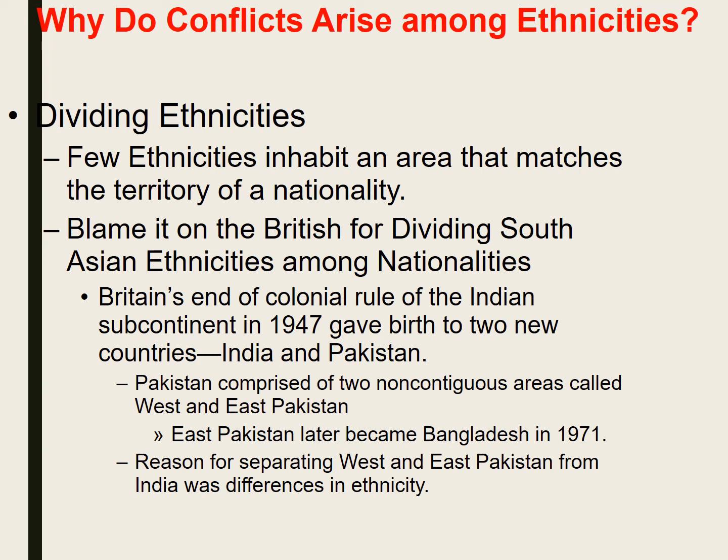Pakistan was comprised of two non-contiguous, meaning not touching, areas called West and East Pakistan. As you can imagine, it's pretty hard for two areas separated by India to actually function as one country. And East Pakistan would split off and later become Bangladesh in 1971. But the reason they separated West and East Pakistan from India was ethnic differences. And most of those corresponded to religion.